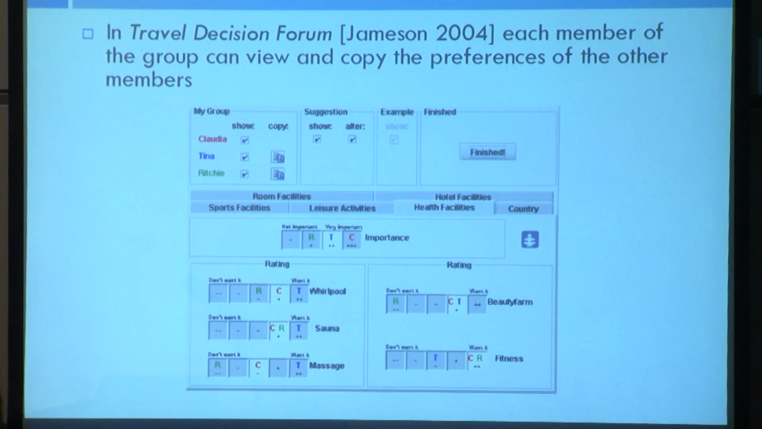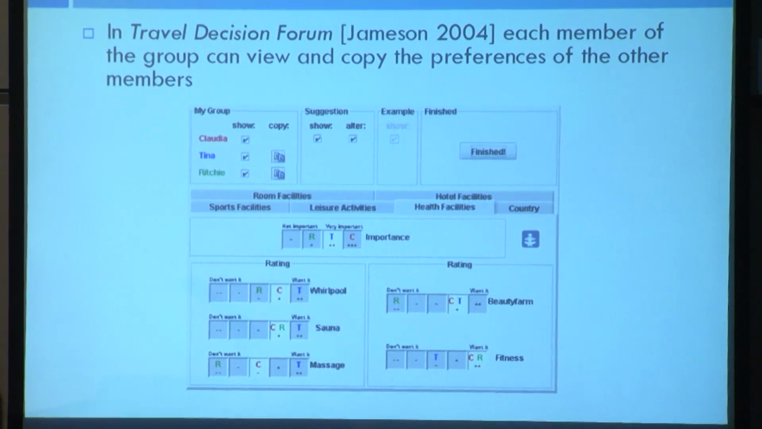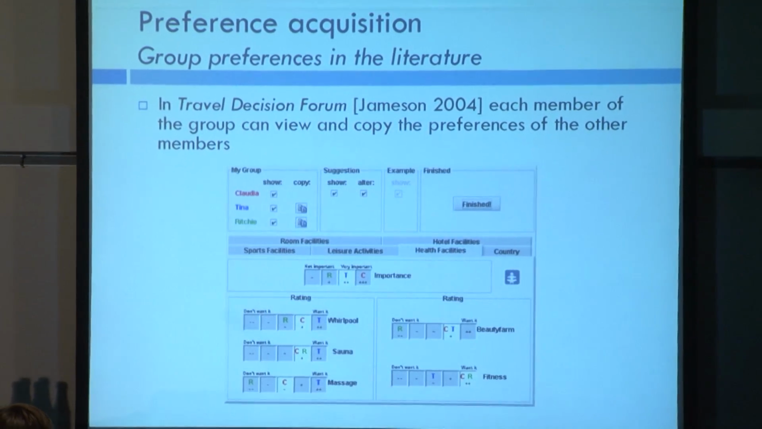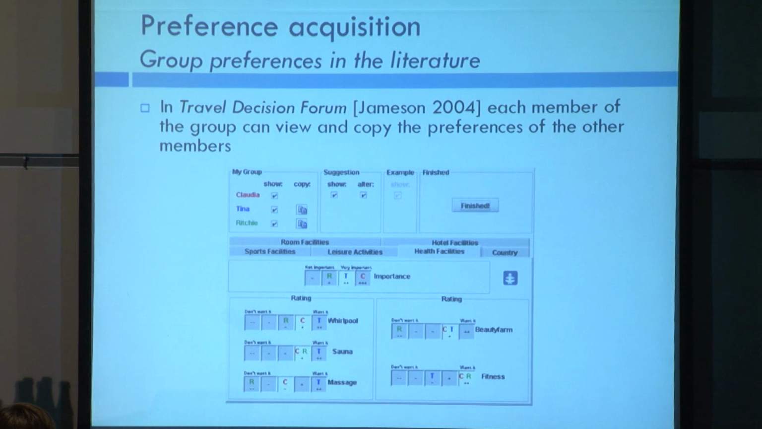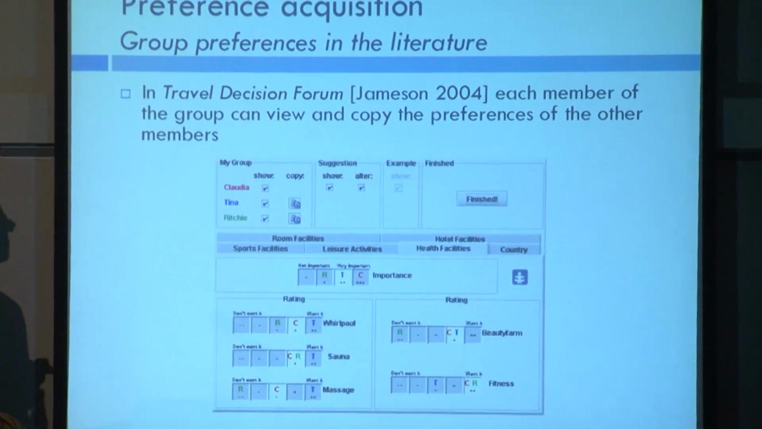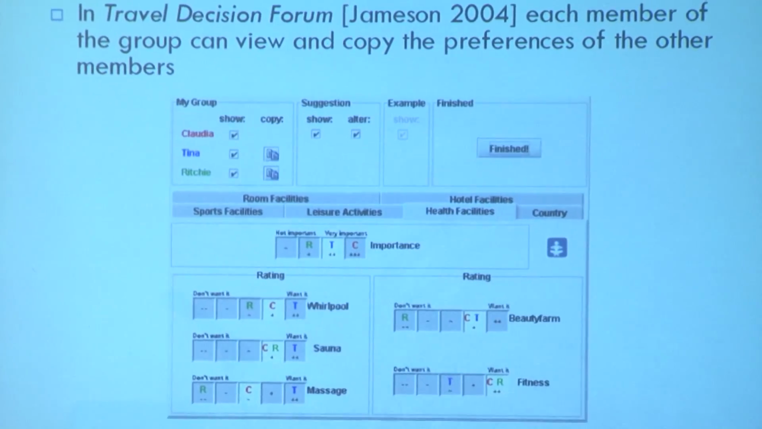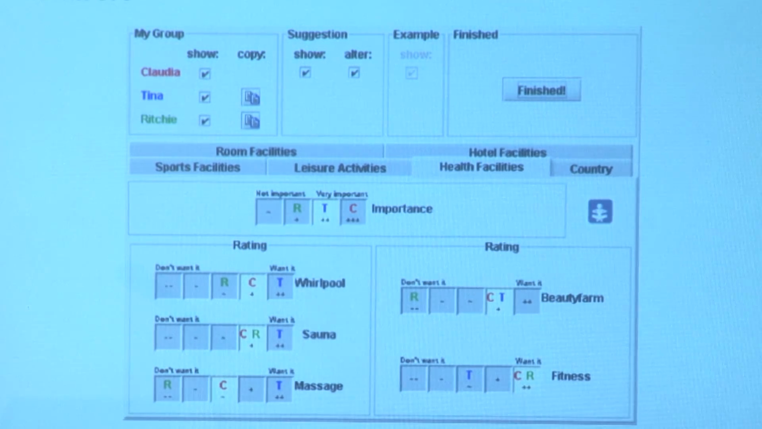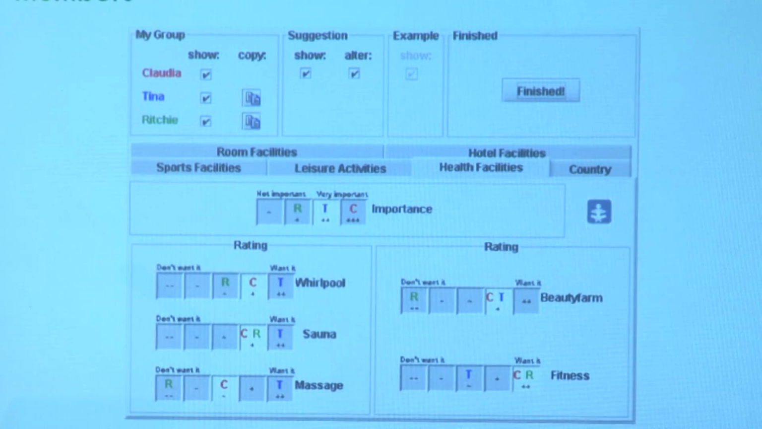Another example we're going to see is a travel decision forum in which each member can view and also copy the preferences of the other users. So here on top you can see a section called My Group, and for each member of the group you have an option that allows both to show or copy the preferences of the other members in the group. This would speed up the preference acquisition process.